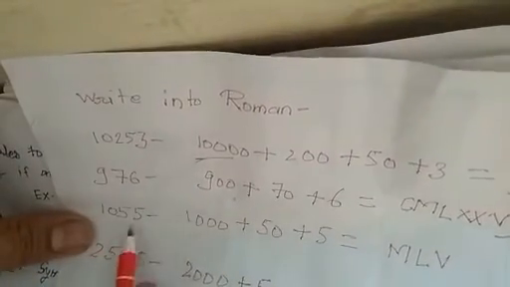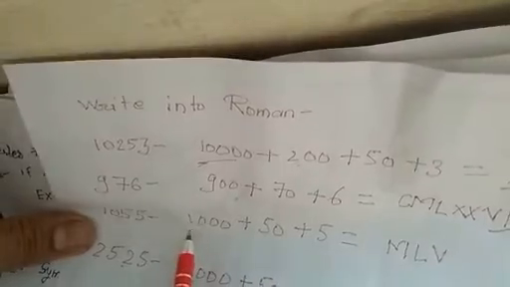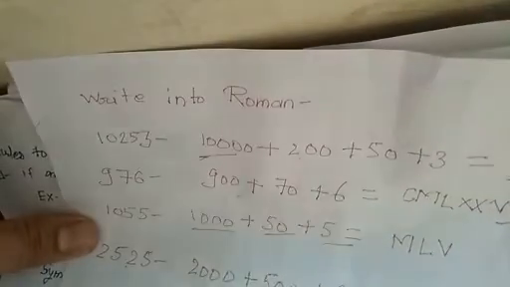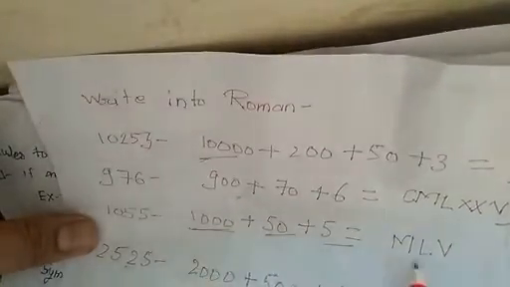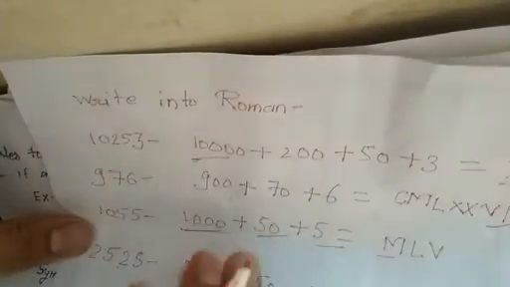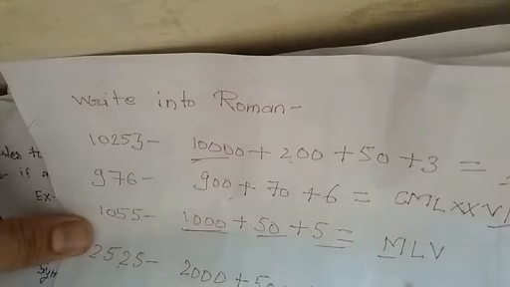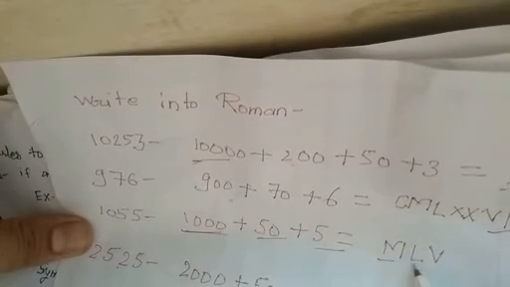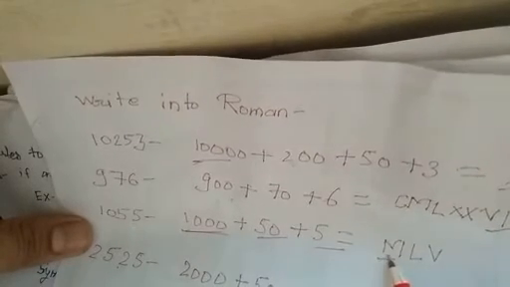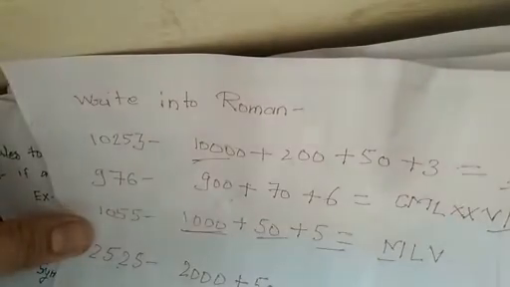1055. At first you write it in the expanded form 1000 plus 50 plus 5. So the Roman number of 1000 is M. Some time before I explained it to you by the chart method. 1000 M, 50 L and V 5. MLV is 1055. Next question.